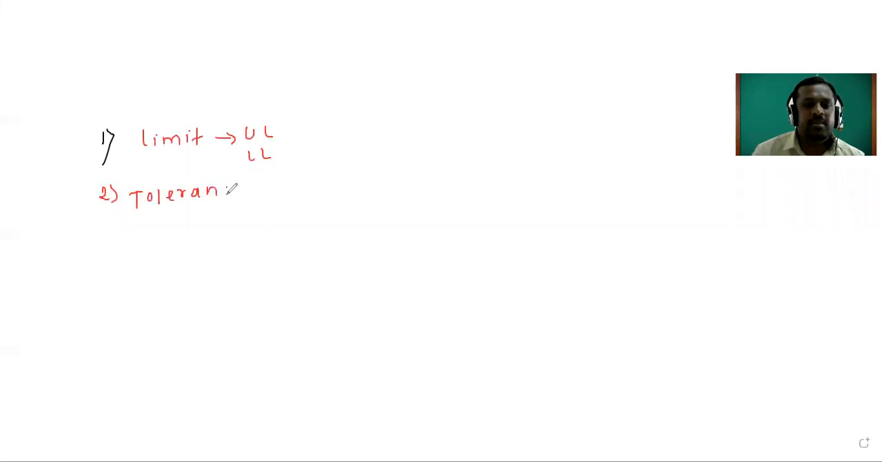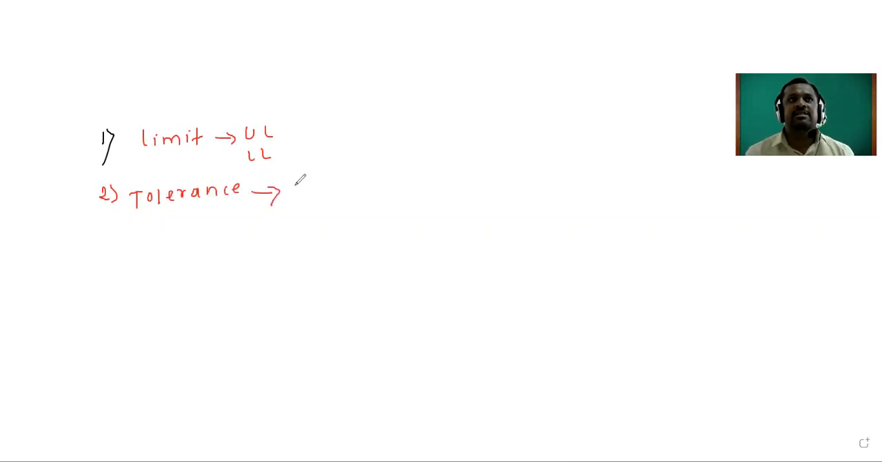Okay, so first I will revise the points that we covered in the last lecture, and then we will move toward today's next point. In the last part we covered the following: what is meant by the limit, what is meant by the upper limit and lower limit, and what is meant by the tolerance.